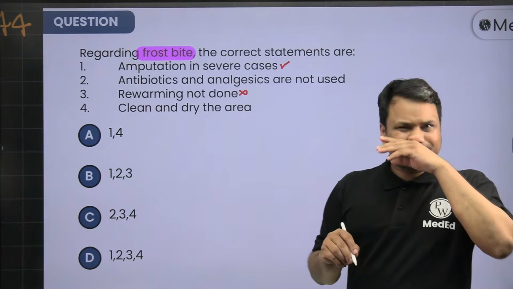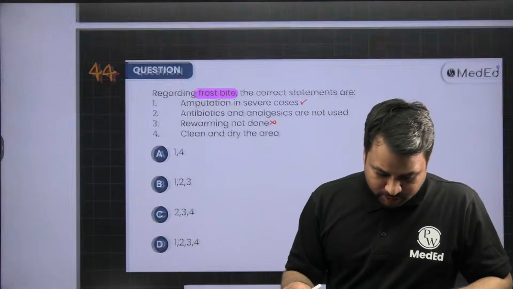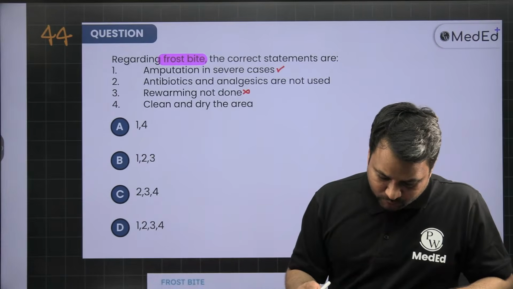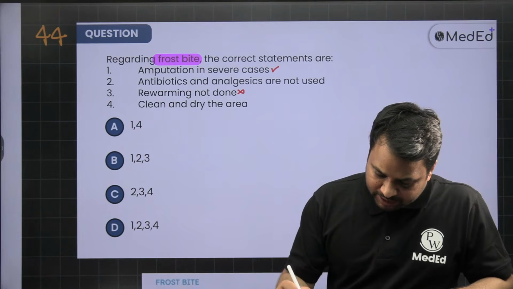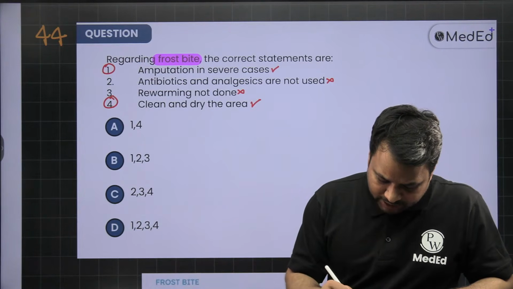So when we are looking for correct statements, right? In question number 44, which are the correct statements that you have? First statement is correct. Antibiotics and analgesia are used. Clean and dry the area is correct. So here only 1 and 4 is correct. Answer A for Ahmedabad.